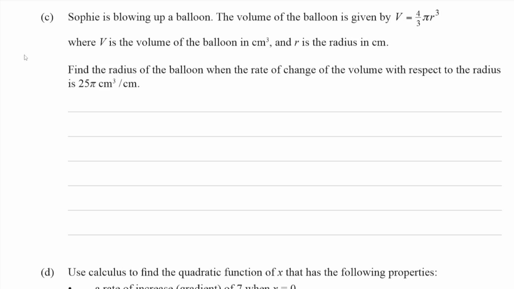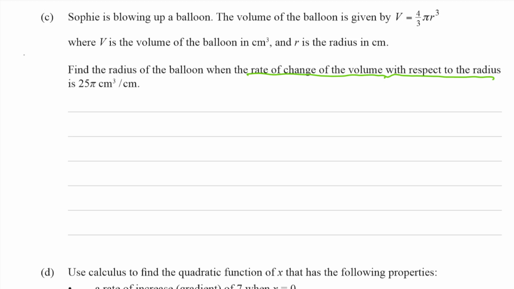So anyway, the volume of this balloon can be modeled by this equation. Great. So as the radius increases, volume also increases, but its volume is proportional to the radius cubed. All right, makes sense, 3 dimensions. Cool, and we're asked to find the radius of the balloon when the rate of change of the volume is 25 pi centimeters cubed per centimeter.